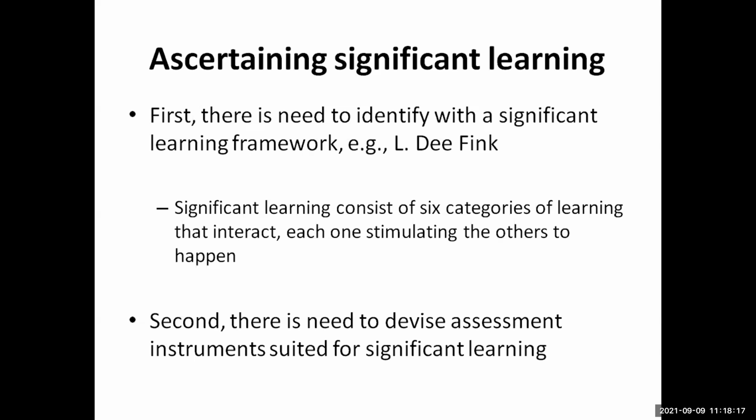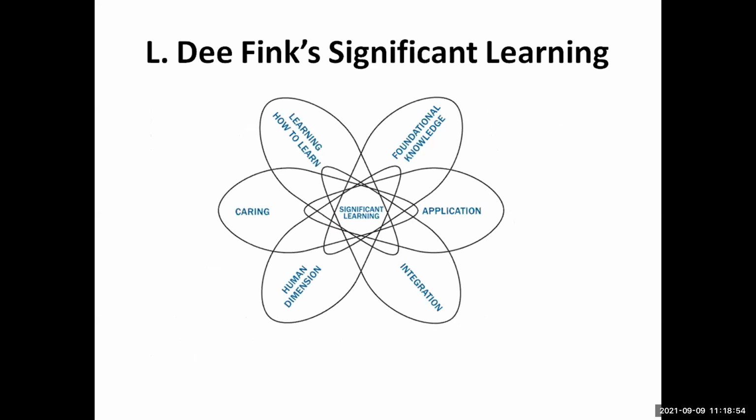But essentially, if you want to ascertain that significant learning is taking place, you need to identify with a significant learning framework. And secondly, you are going to need to devise assessment tools which enable you to assess the significant learning. As we saw in the previous slide, if we look at those sustainability competencies as being significant learning, then we cannot quite assess them in the usual way, and that is quite important. And so what is this Fink's significant learning framework?